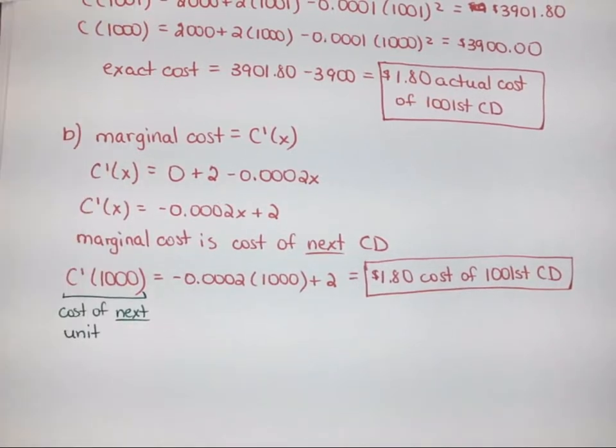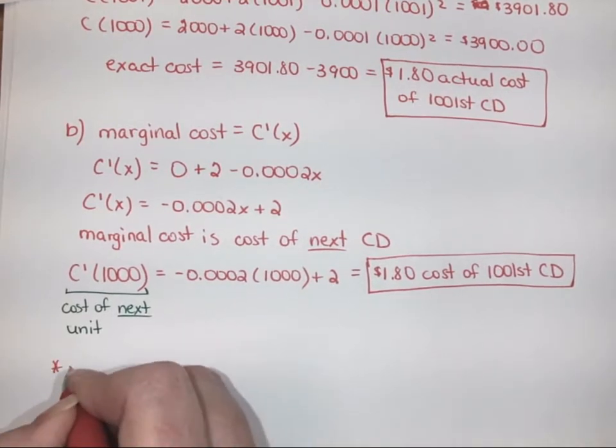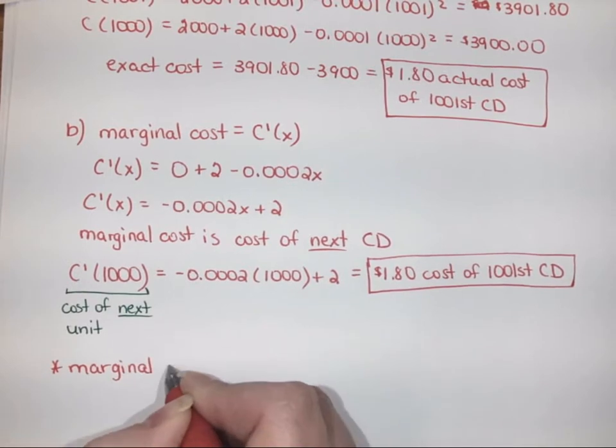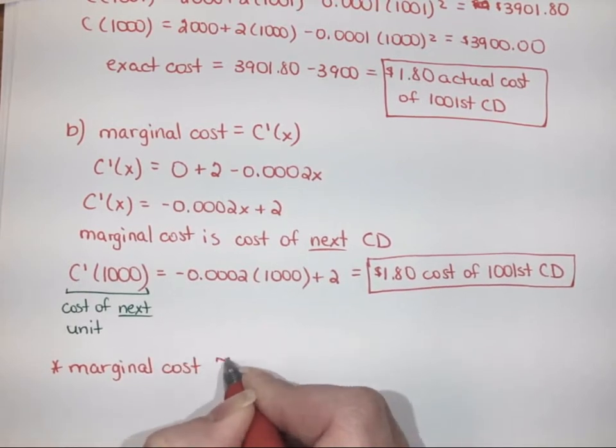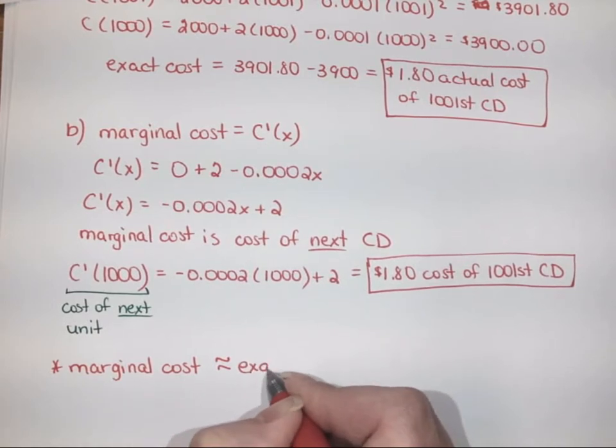Okay, so in this problem, they ended up being the same. Notice the actual cost and the marginal cost at that level were the same. But just know it's not always completely perfect that way, but it should be close, because the marginal cost is an approximation of the exact cost. That's what the squiggly equals means.